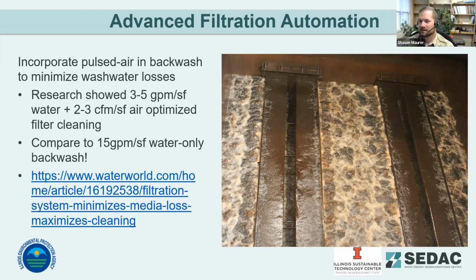Yeah, so what we're looking at here is pulsed air in your backwash system, incorporating air bubbling into that backwash cycle. And this can significantly minimize that wash water. Instead of just flushing backwash water through the system at about 15 gallons per minute per square foot of filter area, you can reduce that down to 3 to 5 gallons per minute per square foot by incorporating 2 to 3 CFM per square foot of air. Again, that air is going to help break up materials in the filter bed instead of just using the volume of water and the velocity of water to do that.